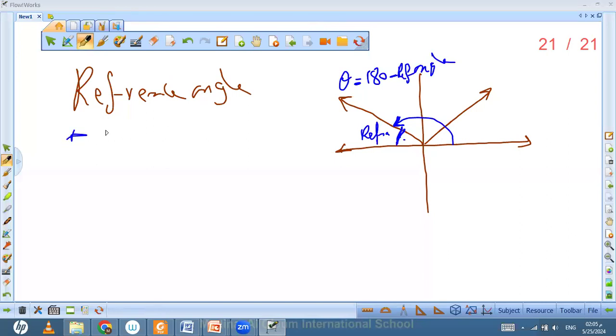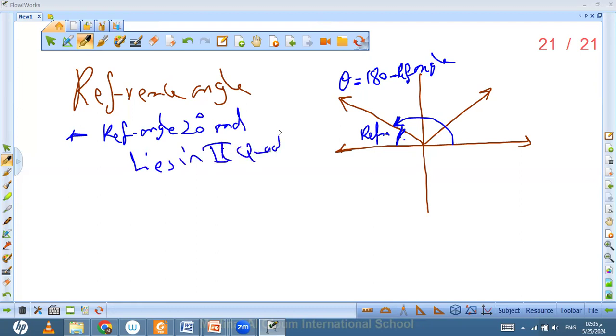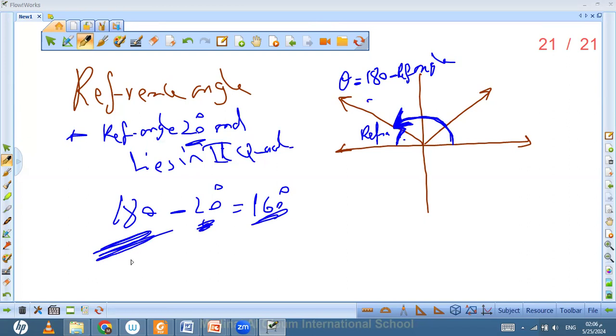For example, if I give you reference angle 20 and it lies in the second quadrant, what is the measure of the angle? The positive measure of the angle, this one is my reference. My angle is what? 180 minus 20, which is 160. It means my angle in the standard position is 160. If I give you the reference and the angle is in the second quadrant, you would do 180 minus this angle to get the angle in the standard position.